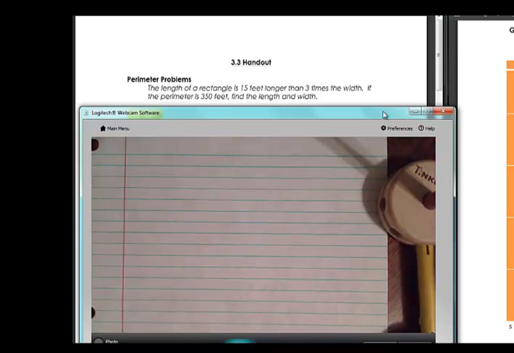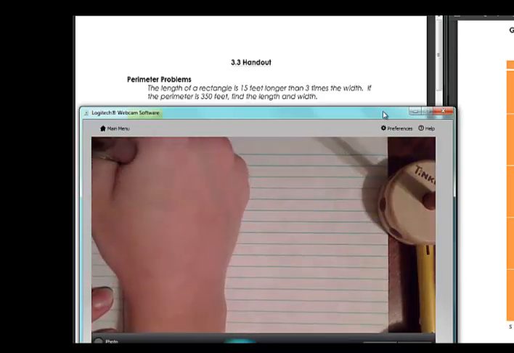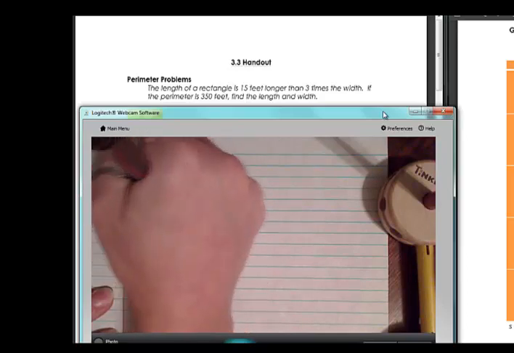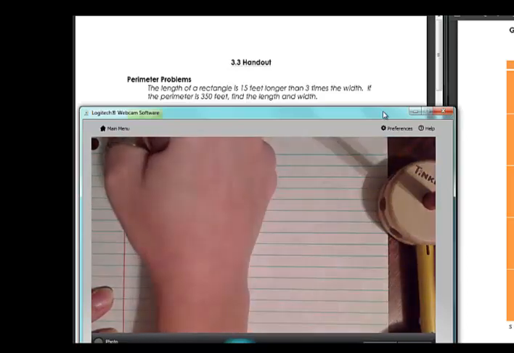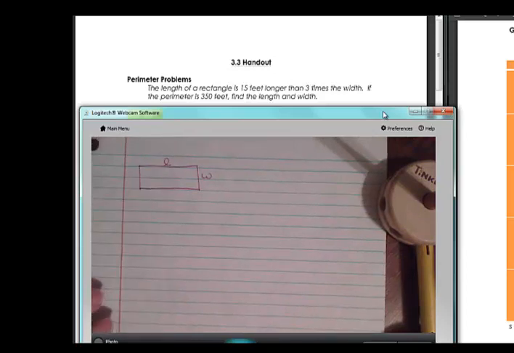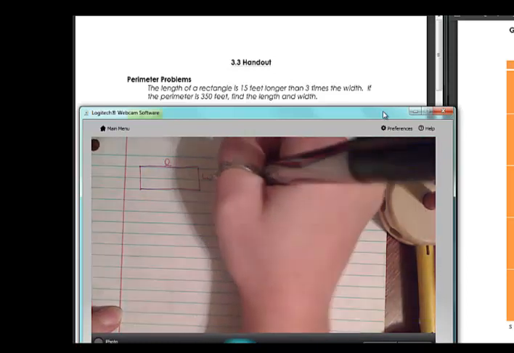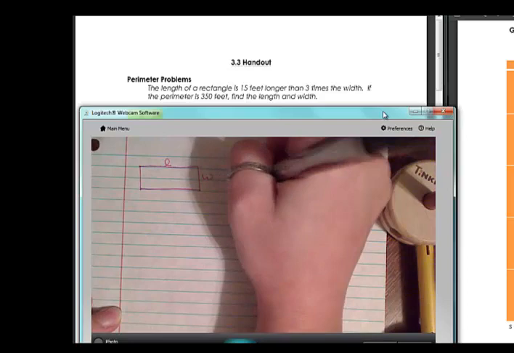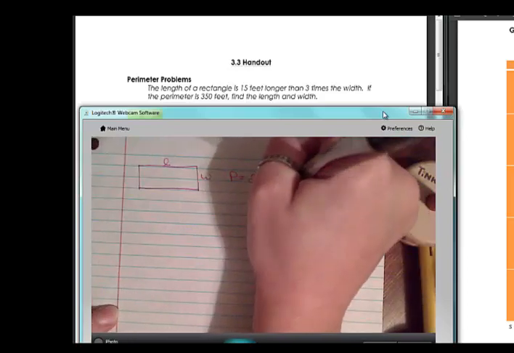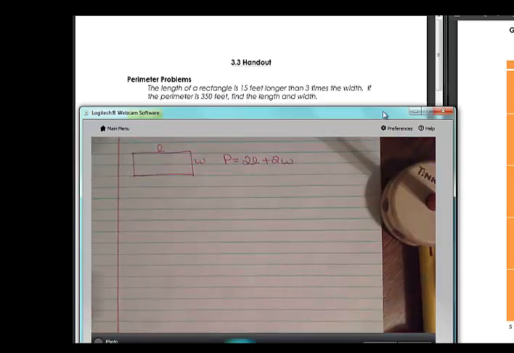Okay, so it says it's a rectangle. So if you're looking at your 2.6 handout, we know that a rectangle looks like this, with the width and the length. And we know that this is a perimeter problem because it said it was a perimeter problem. So the perimeter of a rectangle is 2L plus 2W. So that's the equation we're going to be working with.